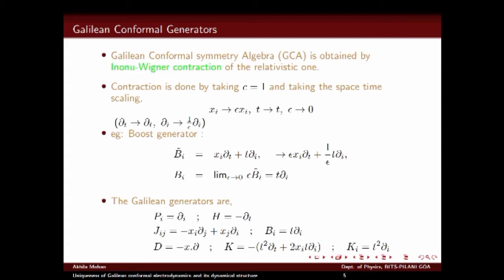As an example, I construct the boost generators here. The boost generators in the Galilean case are defined as the limit epsilon tending to 0 of epsilon times the relativistic boost generator. It's here, and all the Galilean generators can be written like this. After that we can construct the Galilean Lie algebra.